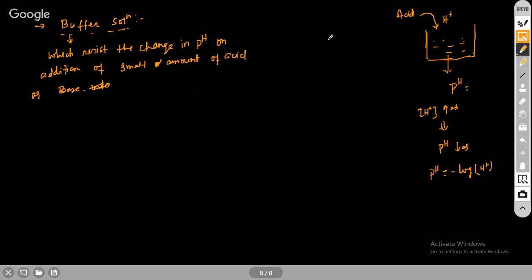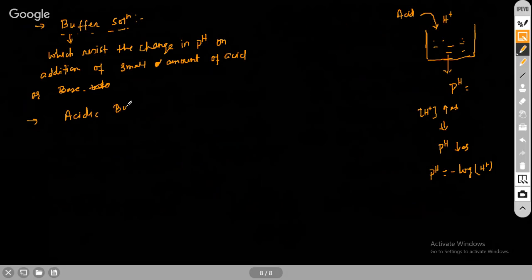Okay. Now you see here, the first thing should be very clear: in a buffer solution the pH changes, but that change is not that much. Now, there are actually three types of buffer solution, but mainly we have two types that we'll discuss. All these three types we'll discuss in the class, but the two types which are more important are what we are discussing today.